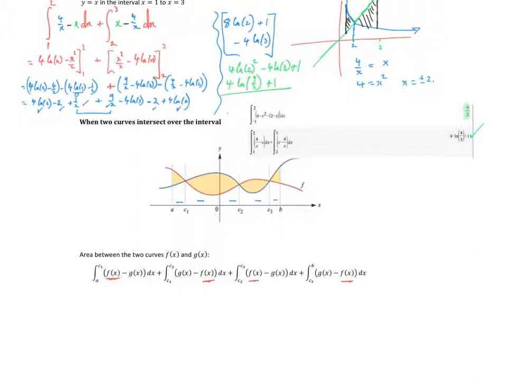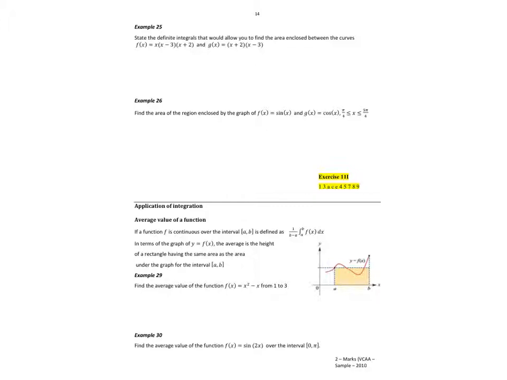So between a and c1, which is area 1, we have red minus blue, which is what we've got. In area 2, between c1 and c2, so it's this whole area, I've got blue minus red, which is what we've got. Area 3, I've got red minus blue. Area 4, between c3 and b, I've got blue minus red. So that kind of thing is often a typical example of how we have to try and split up our functions, have a graph of our functions, and work out what we're trying to solve.